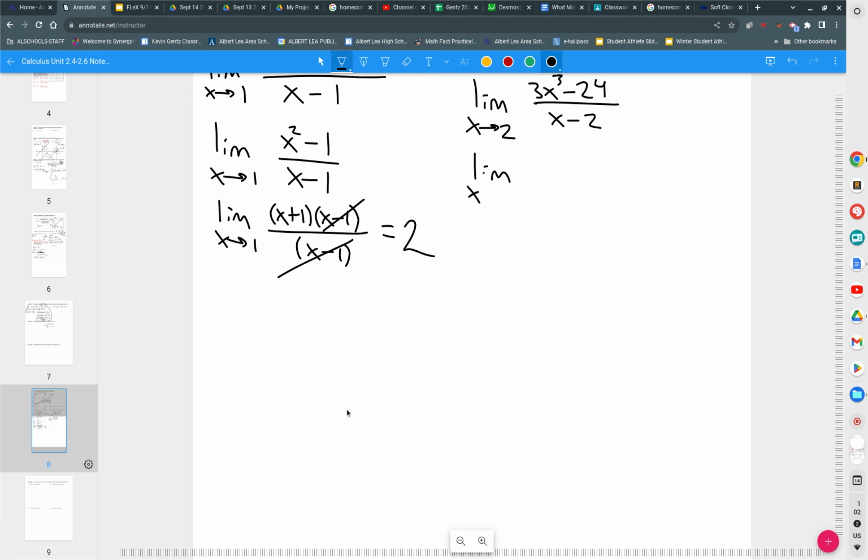Limit as x approaches 2 of 3 times (x cubed minus 8) over (x minus 2). Now what? Factor the cubes? I don't remember how to factor cubes. What if I don't remember how to factor the cubes? If you know how to factor a cube, go ahead and set up like that. If you don't know how to factor the cubes, I'm going to set up the synthetic division.